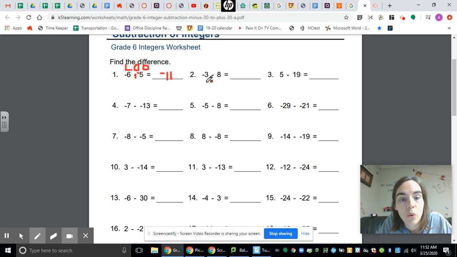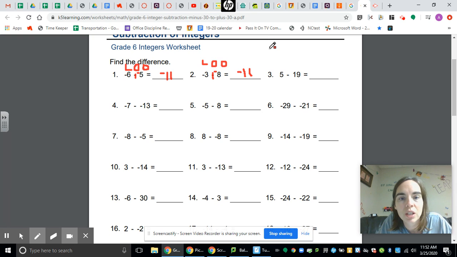Let's look at this one. We've got -3 minus 8. So I'm going to leave the -3. I'm going to do the opposite here, which means change that to addition. And I'm going to do the opposite here. I have a +8. I'm going to change it to a -8. So a negative plus a negative is adding. So 8 plus 3 is 11. And they're both negative, so I'm going to keep the negative sign.